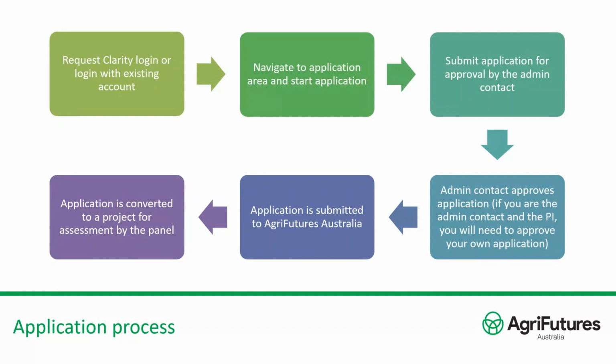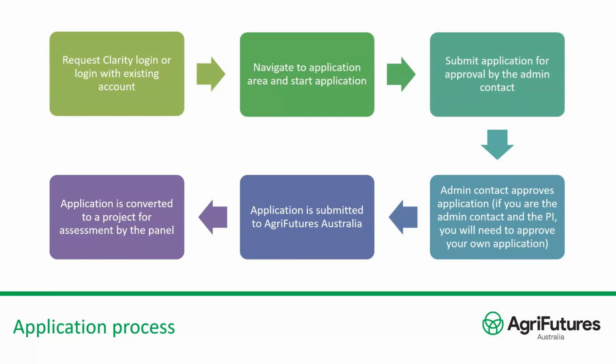Once you've completed your application, it needs to be submitted for approval by the administrative contact that's been set up for your organisation. So each organisation can have a number of different researchers but only one admin contact. If you're a smaller company or an industry body, a consultant, you might be the principal investigator and the admin contact, which means you'll have to approve your own application.